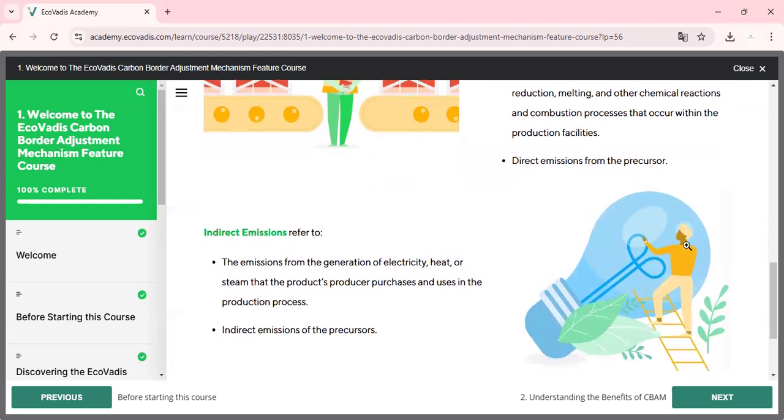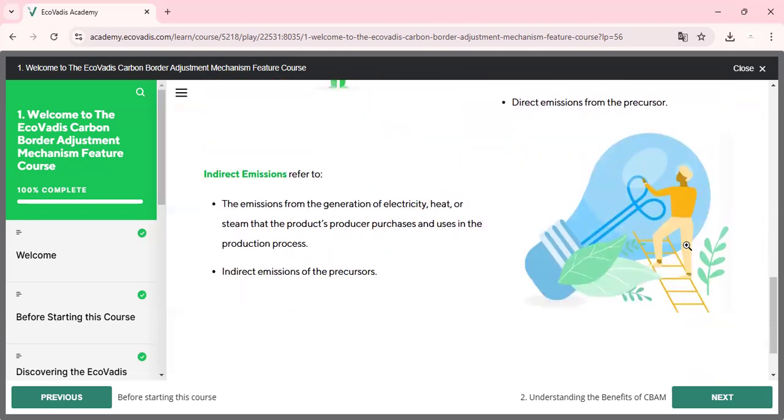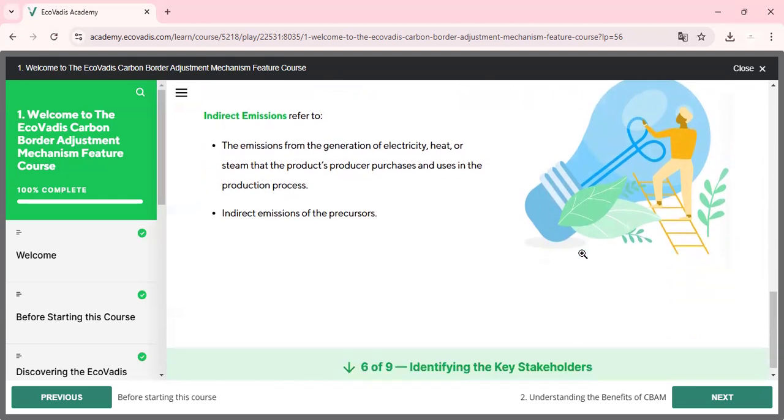Direct emissions from the precursor. Indirect emissions refer to the emissions from the generation of electricity, heat, or steam that the product's producer purchases and uses in the production process. Indirect emissions of the precursors.